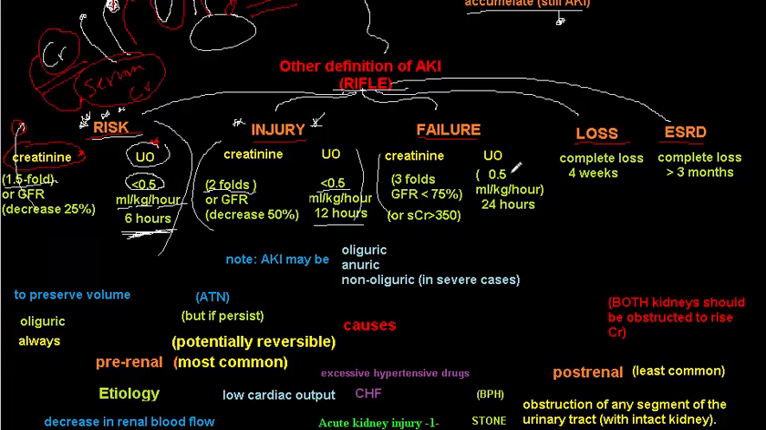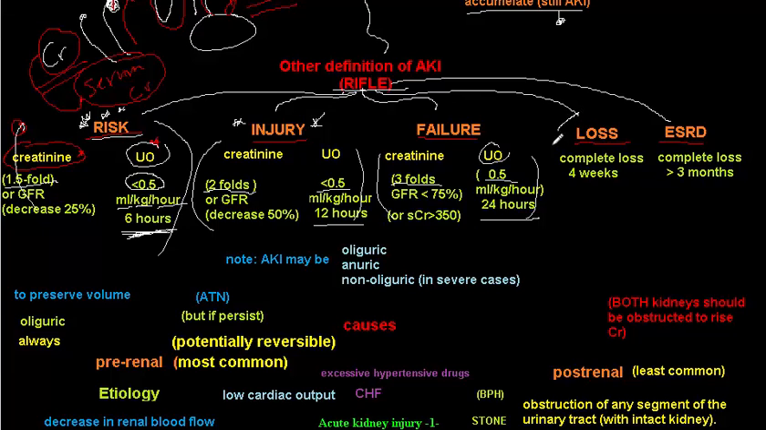In the risk, creatinine 1.5, the urine output is less than 0.5 for 6 hours. The failure, creatinine is 3 folds. So please notice 1.5 folds, 2 folds, 3 folds in the failure stage, and the urine output again less than 0.5 ml per kg per hour for 24 hours here. Again, the creatinine 1.5, 2 folds, 3 folds, the urine output less than 0.5 for 6 hours, 12 hours, and 24 hours in the failure stage.